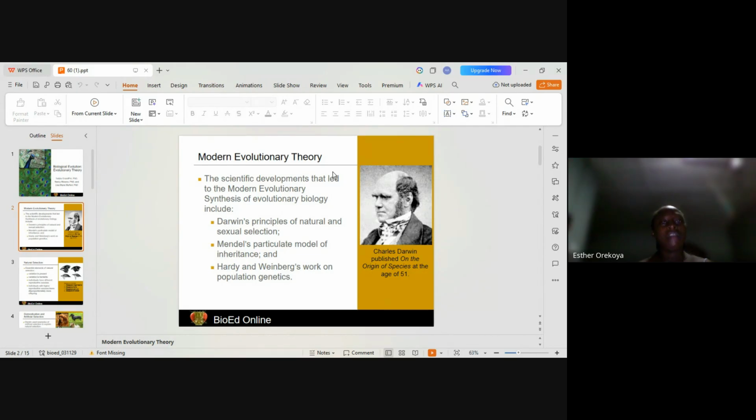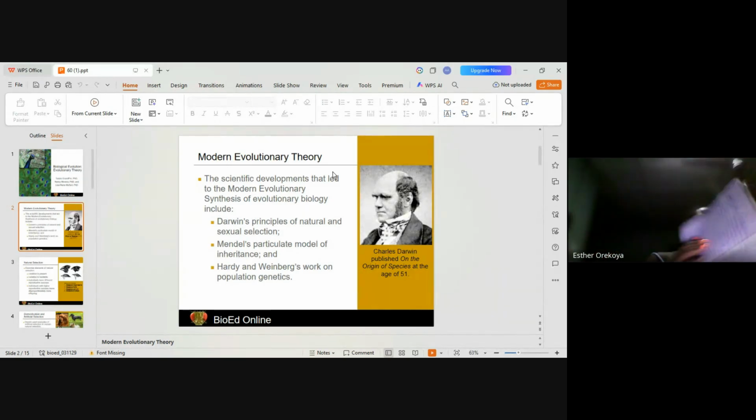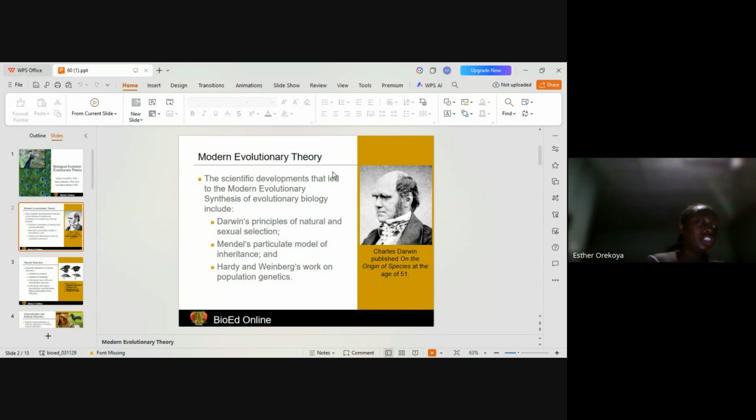Now, when we're talking about modern evolutionary theory, we are talking about scientific development that led to modern evolutionary synthesis in evolutionary biology. And it includes Darwin's principle of natural selection, Mendel's principle, the theory of use and disuse, and the Hardy-Weinberg principle, which is on population and genetics. The process of evolution is a continuous process that deals with the creation of diversity of present life forms, and it is determined by environmental selection.